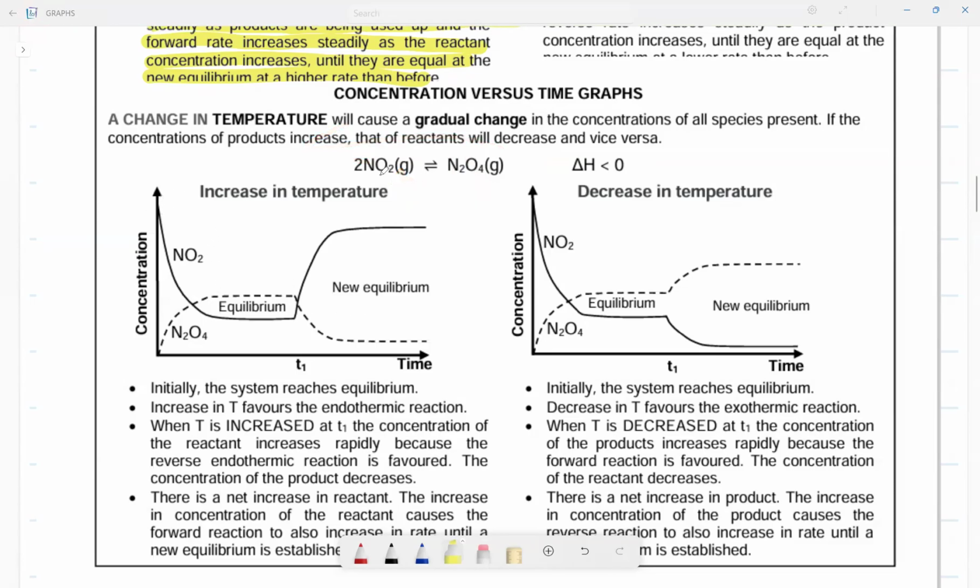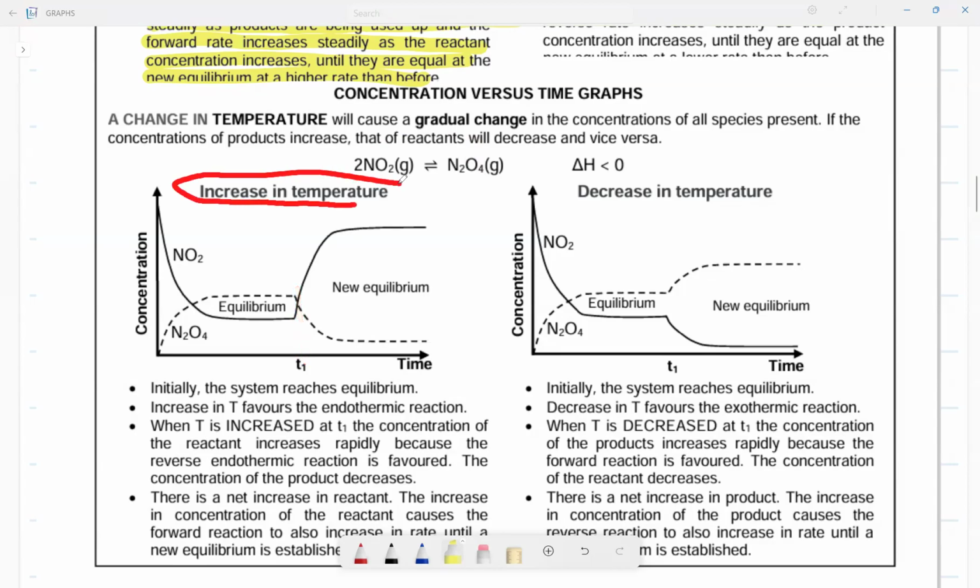Now, initially N2O4 has a certain amount of concentration, right? And it decreases as the reaction goes on, and then it reaches equilibrium. Okay? Similarly, NO2 starts at zero, it had nothing, then it increases because now it is being formed, then it reaches equilibrium. Let's look at time T1. What happens at time T1?